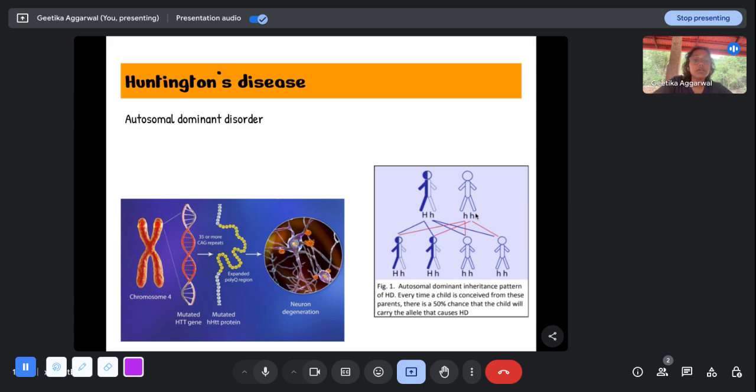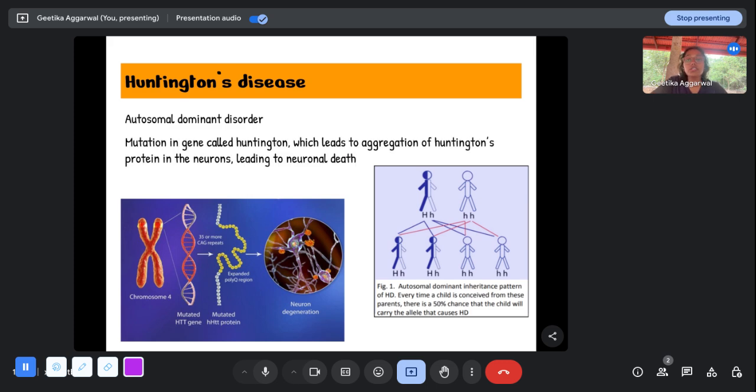And if they mate with a normal parent, then there is a 50% chance that the child will carry the allele which can cause Huntington's disease, and a 50% chance that the progeny will be normal. So it's an autosomal dominant disorder.